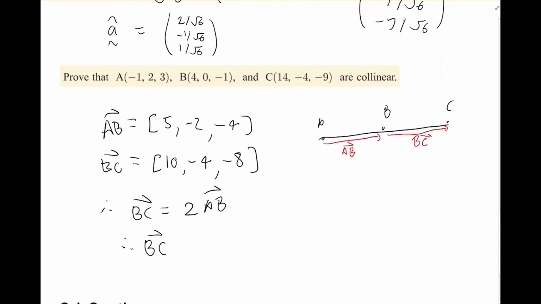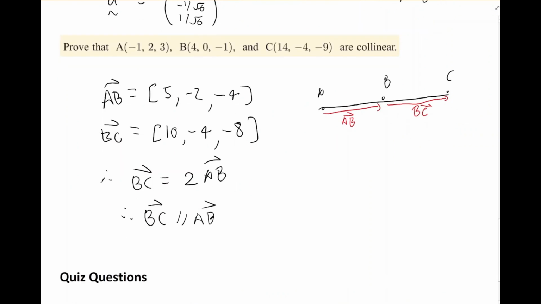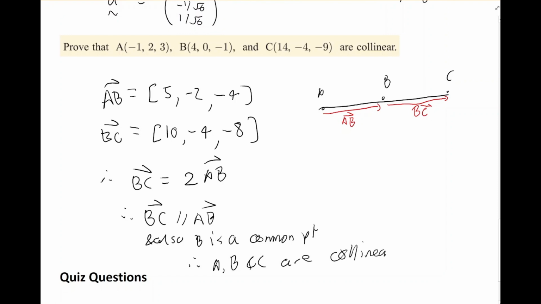Therefore, BC is parallel to AB. Those two vectors are parallel. And also B is a common point. Therefore, A, B, and C are collinear. It means they lie on the same line. So you could have had AB and BC being parallel, and that wouldn't really prove they're collinear because they're parallel, but they could be on different lines. But the fact that these two vectors share the point B, which means they're the same point, means that it has to look more like that, which means that they are collinear.